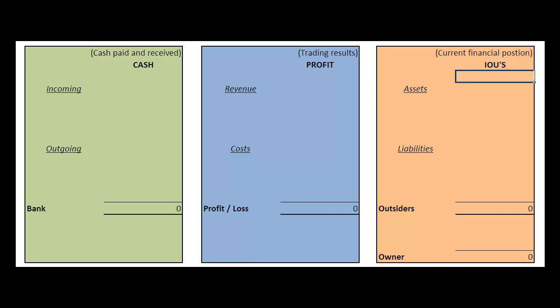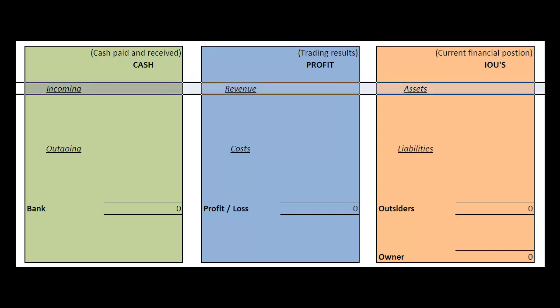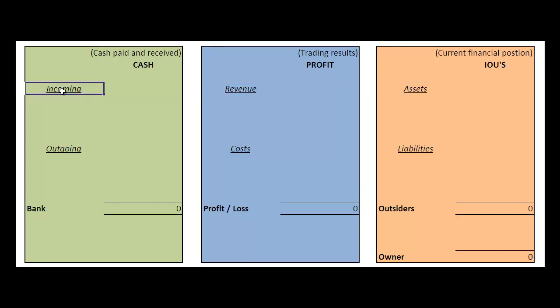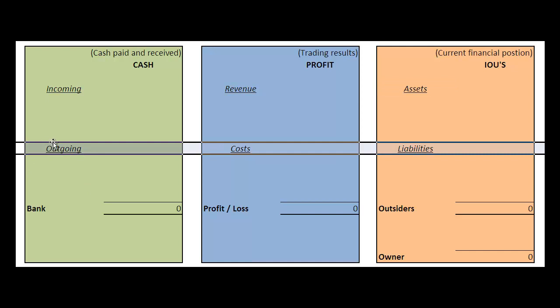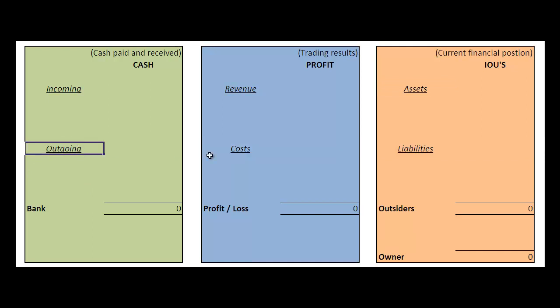You'll notice that there's two sections. There's the positive flows into the business, so that's incoming by cash, revenue from profit, and our assets in terms of our IOU balances. And then we have the negative flows, so we're going to look at our outgoings, our costs, and our liabilities.